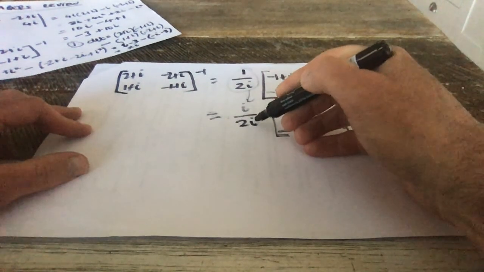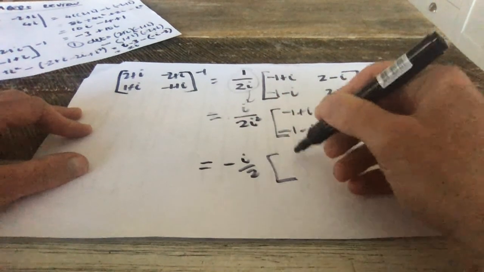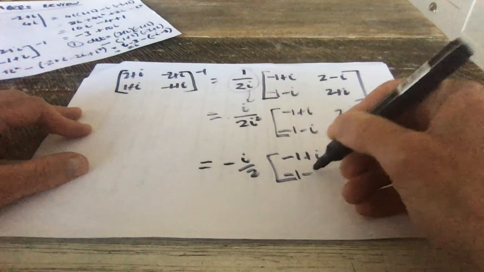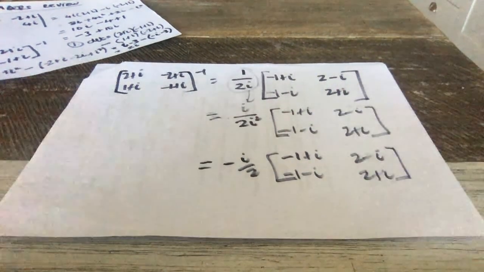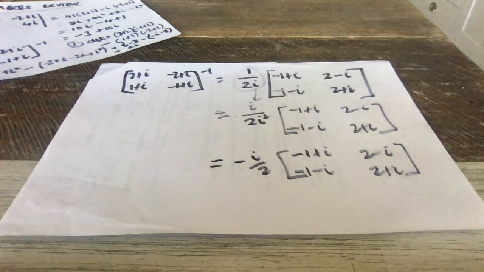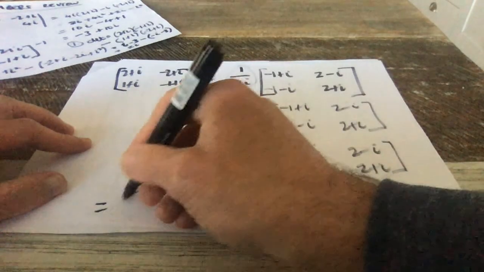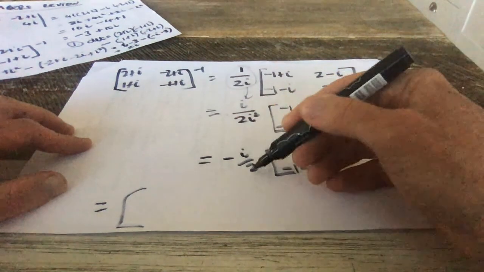And that gives you i squared is minus 1, so you get minus i over 2 into minus 1 plus i, 2 minus i, minus 1 minus i, and 2 plus i. And then you multiply in by the minus i over 2. I don't have the answers on the paper in front of me, but if you look at the first term, you must multiply each of these numbers here by minus i over 2.